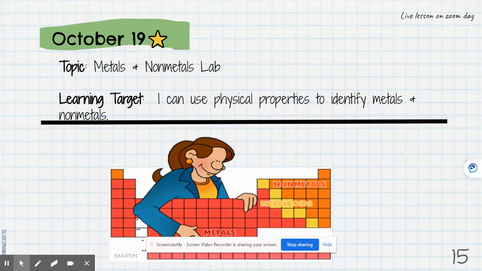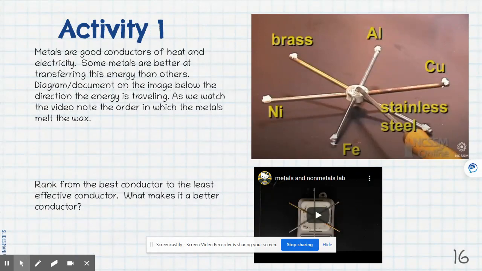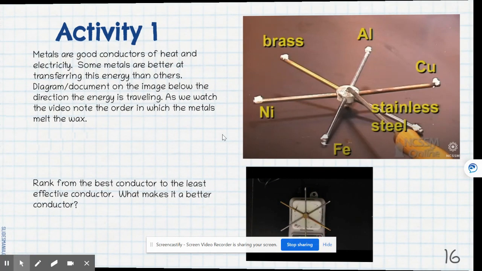Today in class on Monday, we will do the metals and nonmetals lab. Here we will watch a video, and this will be linked on our YouTube channel if you want to watch the whole thing, of this little device. On each of the little holes at the end, we put a little bit of wax. We set it on the burner, and we notice which wax melts first.